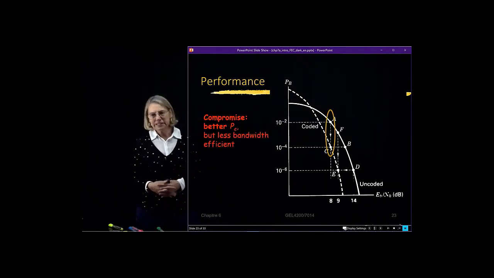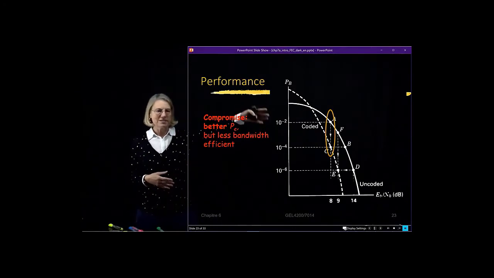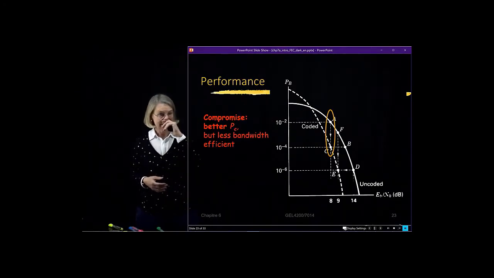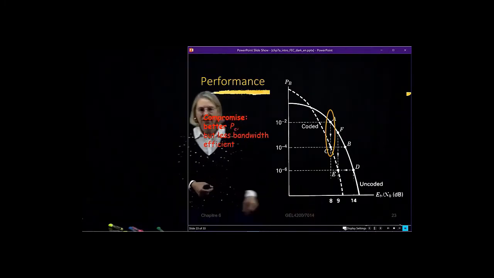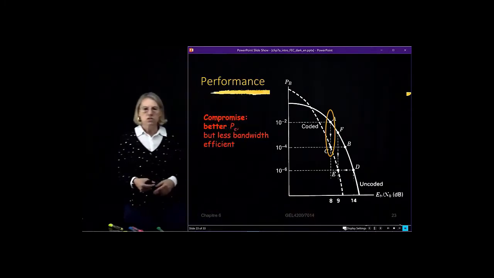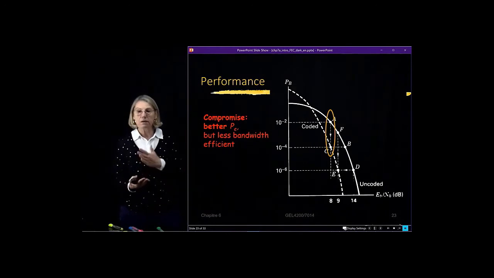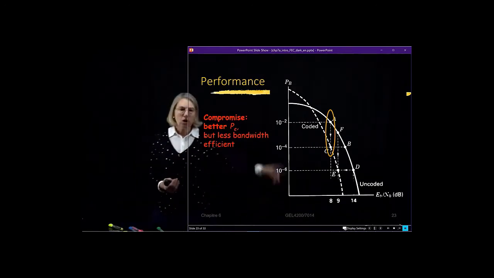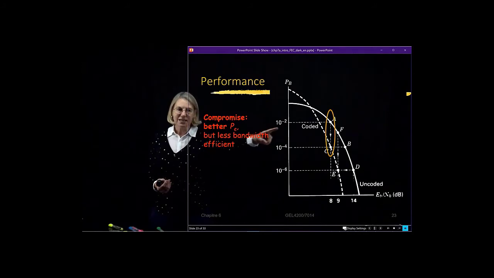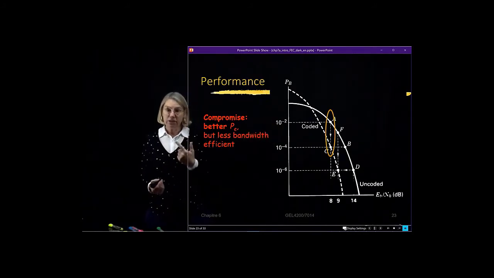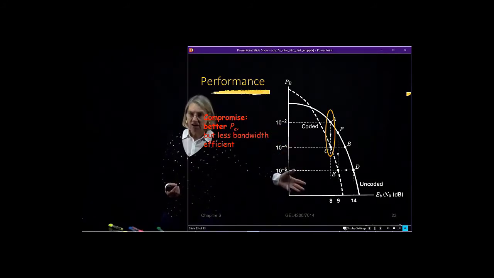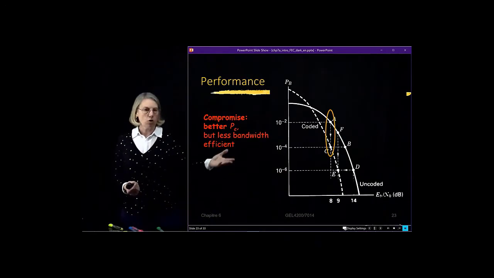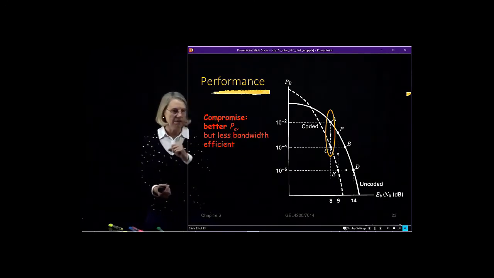For instance, let's look at a compromise where I go from point A to point C. Point A to point C is lined up on top of 8 dB Eb over N0. So I'm stuck with this Eb over N0. That's what I'm living with. If I don't use coding, I'm going to get 10 to the minus 2 of errors. If I use coding, I can get only 10 to the minus 4 errors. So I'm getting better probability of error, but of course, when I use coding, there's going to be something to pay in bandwidth efficiency.